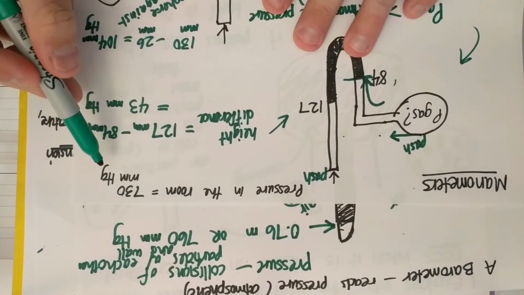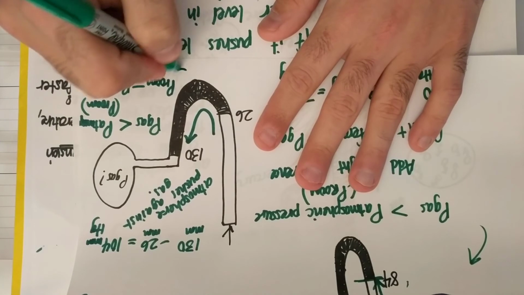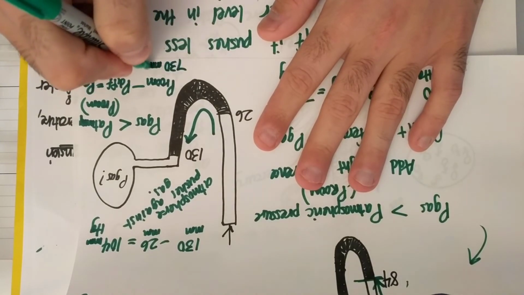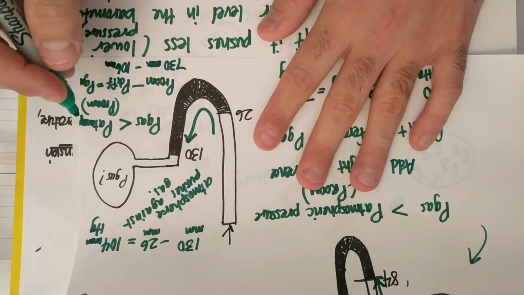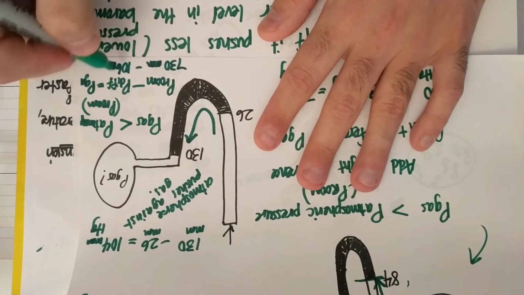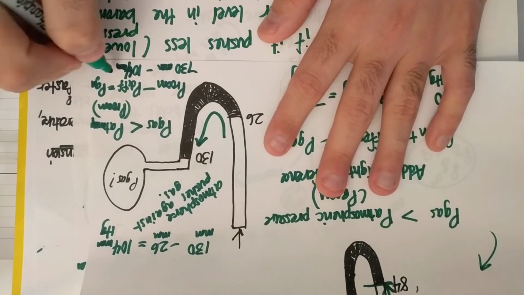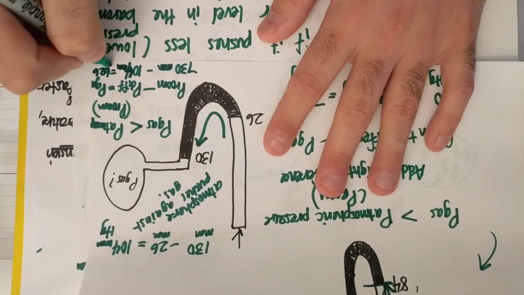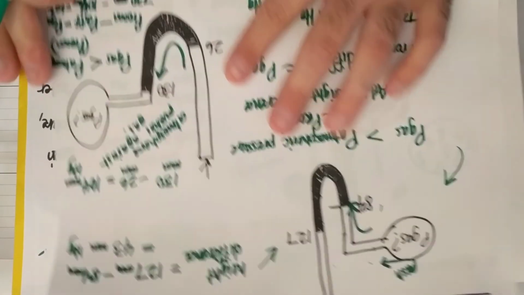So again, my pressure in the room, which is given to me, was 730. So I'll do 730 millimeters minus 104 millimeters, that was a math error earlier, and I get 626 millimeters of mercury. Okay, oops, you can't even see that.